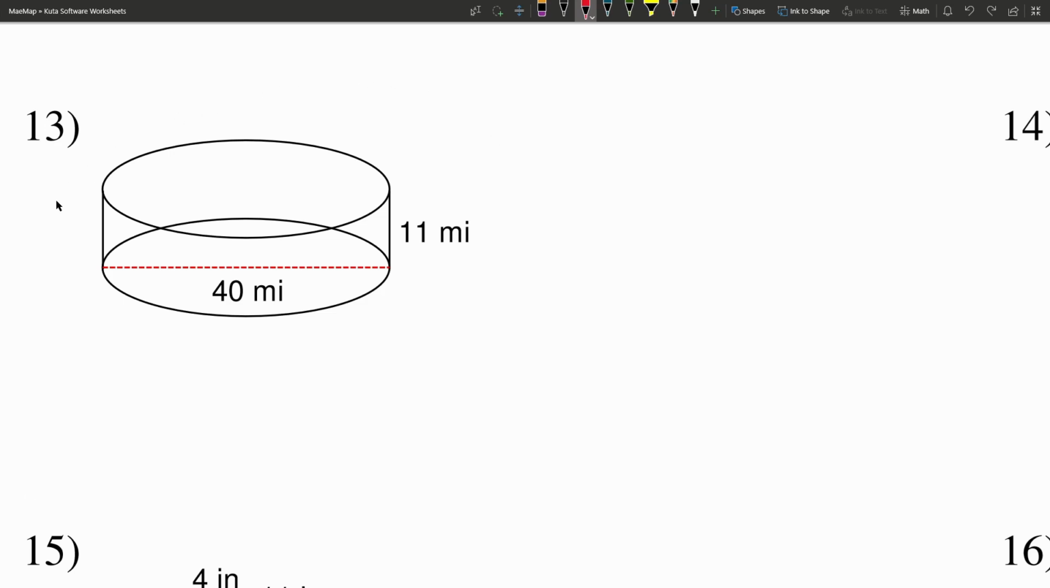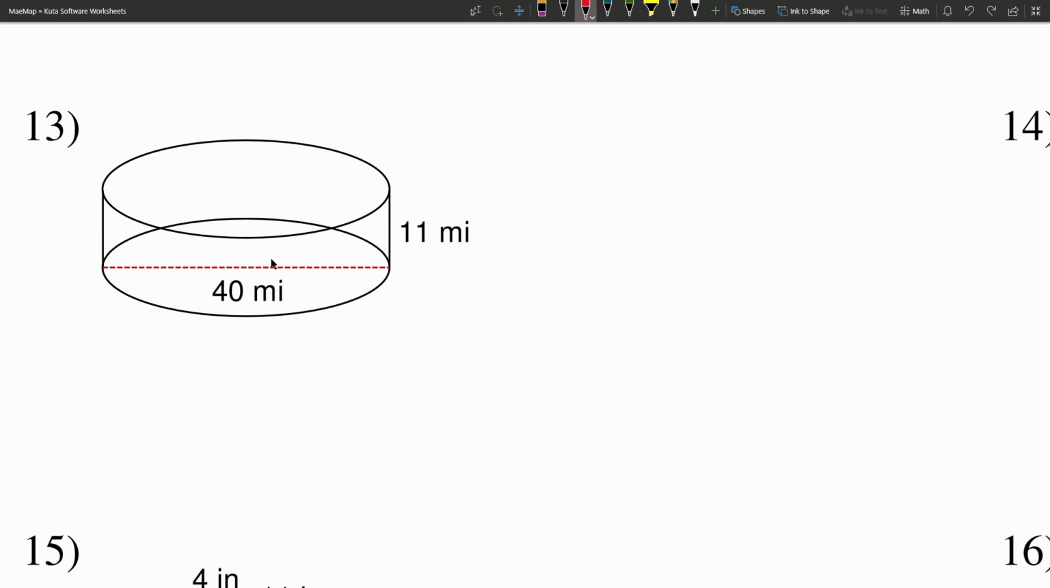In number 13, we have that special figure. Since we have a base that's a circle and it's identical on two sides of our figure, this is going to be a cylinder, similar to a prism, but just with a round base. How do we calculate the volume?